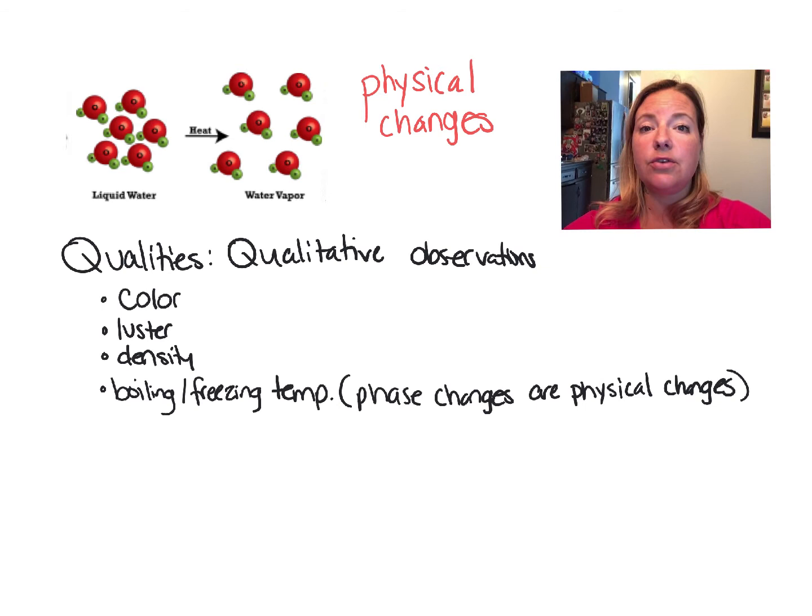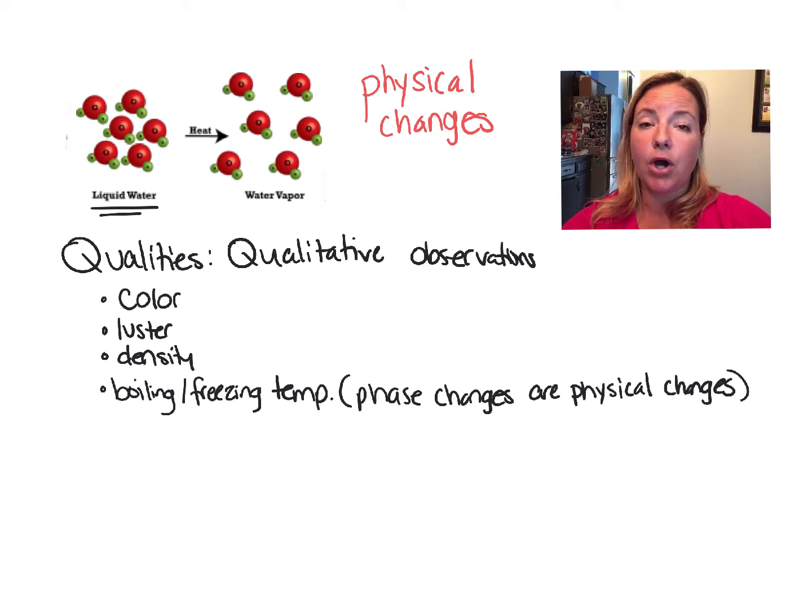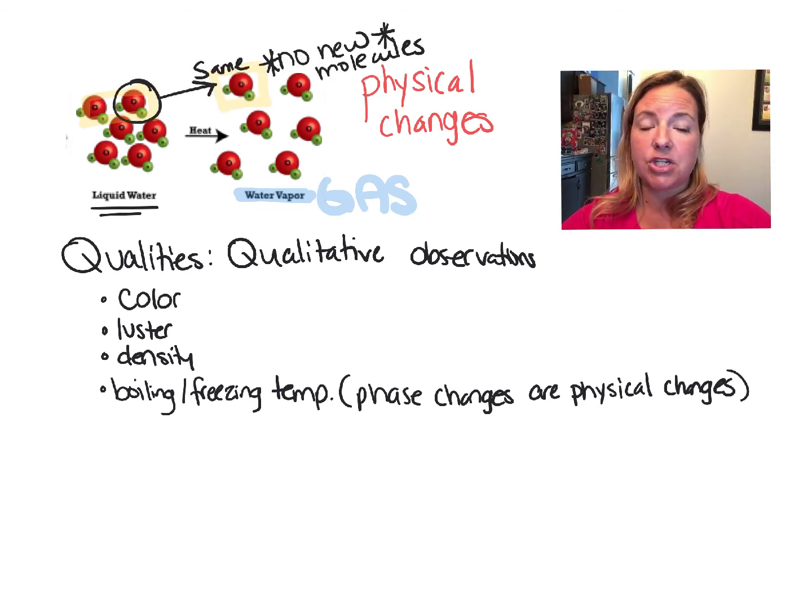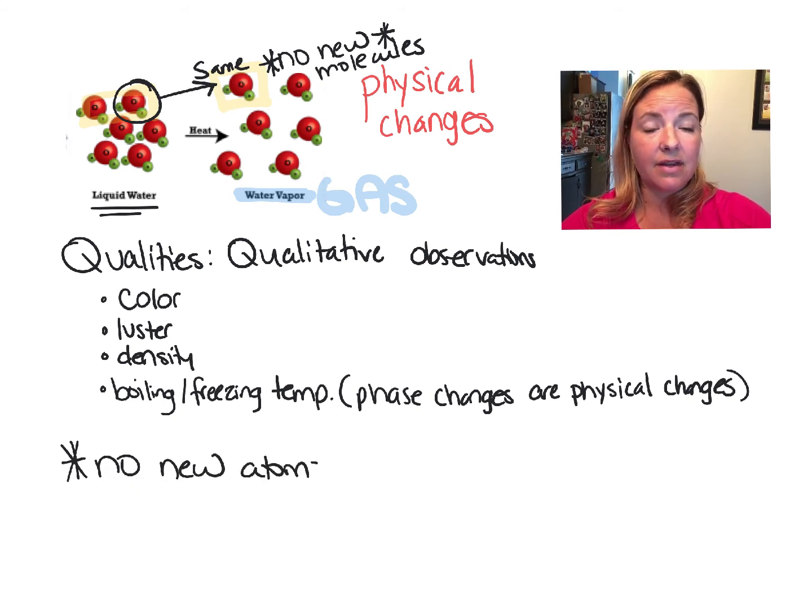Because in this image here, you can see that if I start with liquid water and I go through a phase change for that liquid water and I have water as a gas, which is called water vapor, I still have the same molecules here. So physically, I do not have anything different. So when we think about physical changes and physical properties, we want to think about if those atoms or molecules have rearranged. If they haven't, then it is only a physical change.